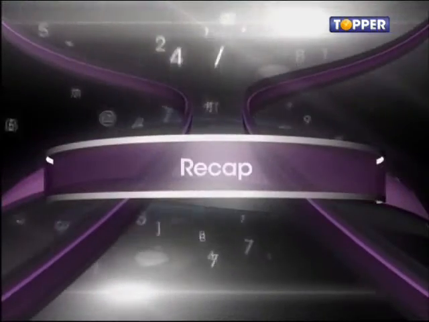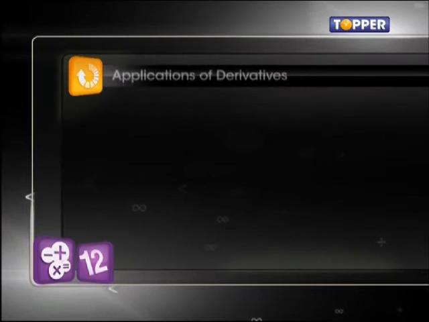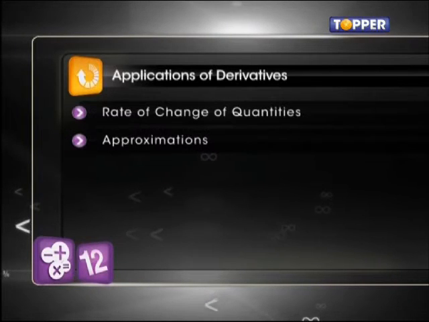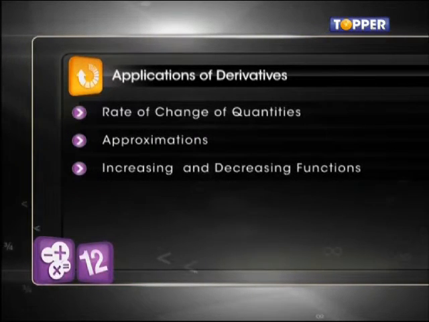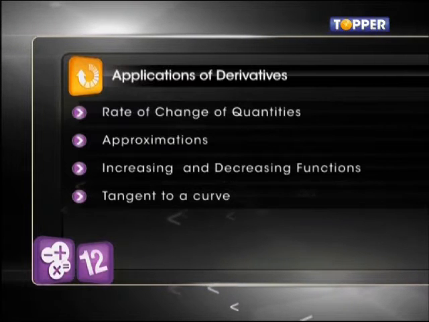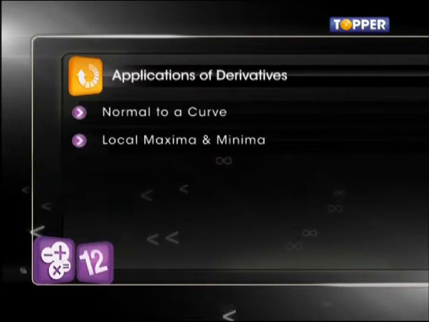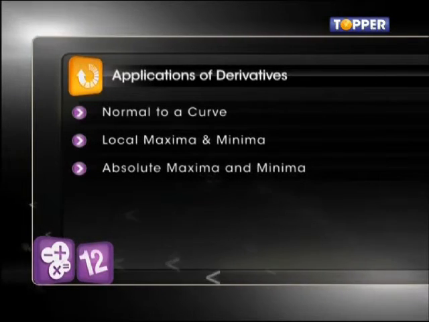Knowing trends is important to fortify your exam tactics, but they mean nothing if your basic concepts are not in place. So let's do a quick rewind of the key points from this chapter. The key concepts from this chapter include the following: rate of change, approximation, increasing and decreasing function, tangent to a curve, normal to a curve, local maxima and minima, absolute maxima and minima. I hope you're all clear with the basics. Now let's see what ability you need to crack these topics.